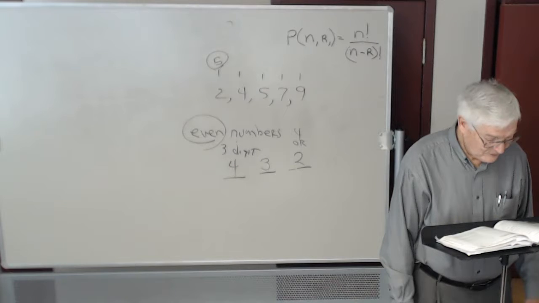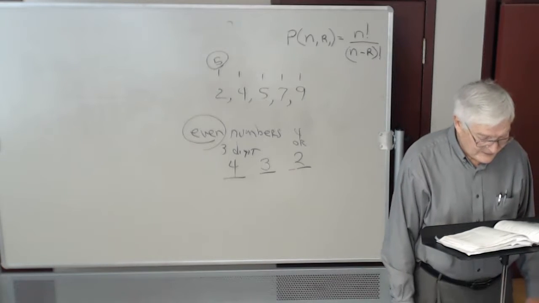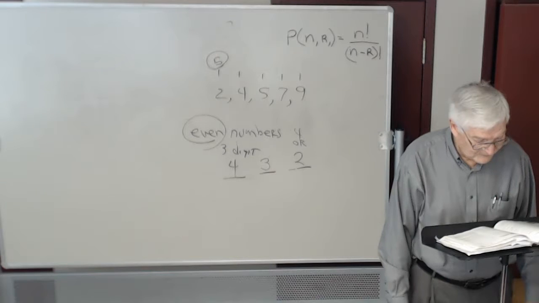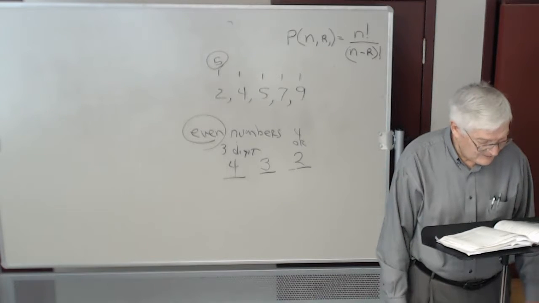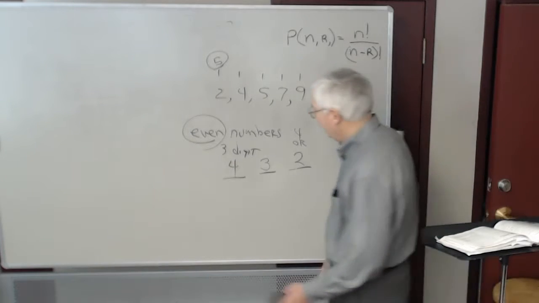Now, number 32. It says in problem 31, a red die and a green die are tossed. In how many ways is it possible for both dice to come up even numbers? So I have 2 dice.